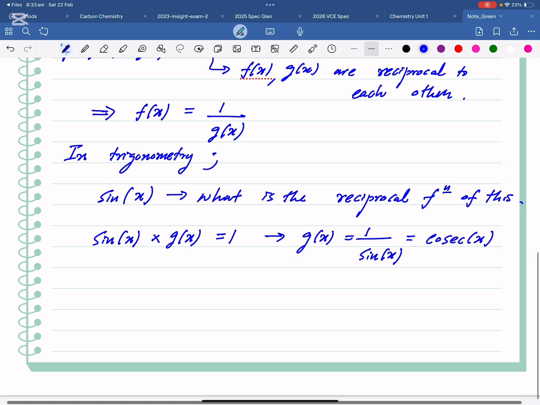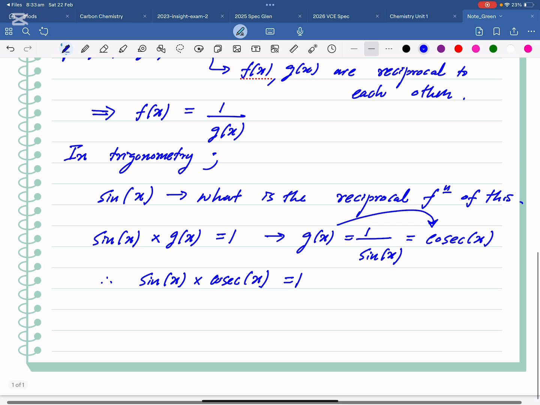That's it. Right? So sine x multiplied with cosec x is equal to 1, because g(x) becomes cosec x. Clear?